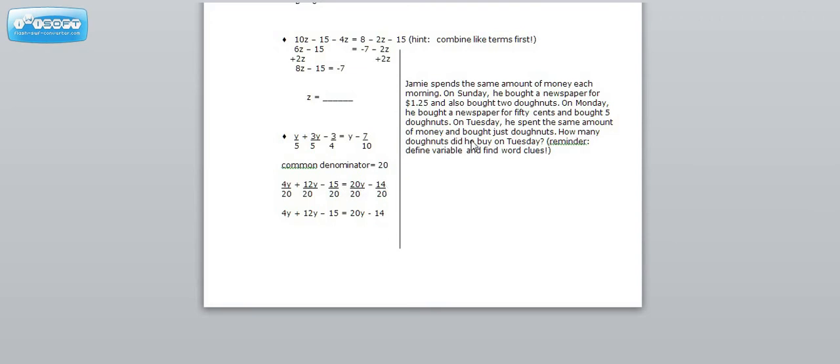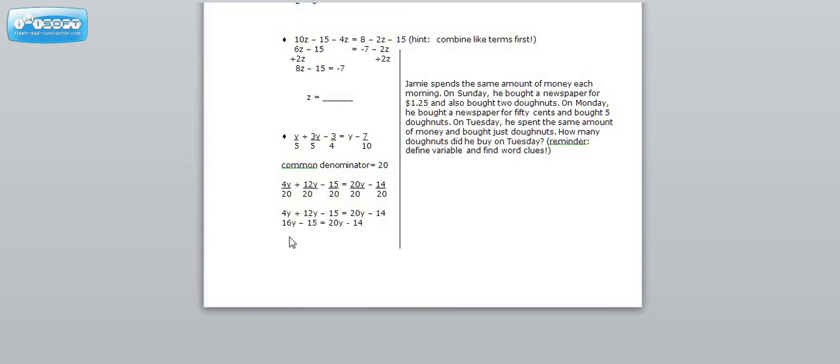So now we're back up to the steps that we were doing up here. Remember, hint, combine like terms first. So I combine my y's that are on the same side of the equation, and I get 16y. Bring down my negative 15 because there's nobody to combine him with, and there was nothing to combine on this side, so I just brought it down, 20y minus 14. So now I'm back to getting my variables on the same side of the equation and getting my constant numbers on the other side. So I need to bring this 20y and get him off of this side.